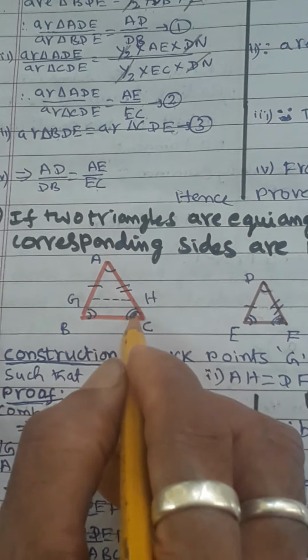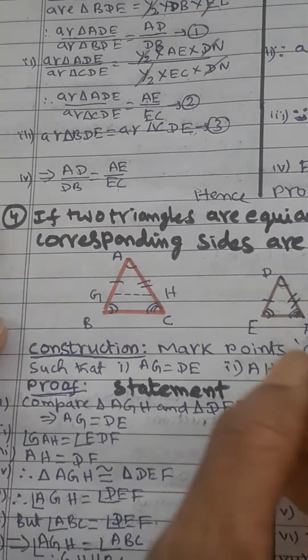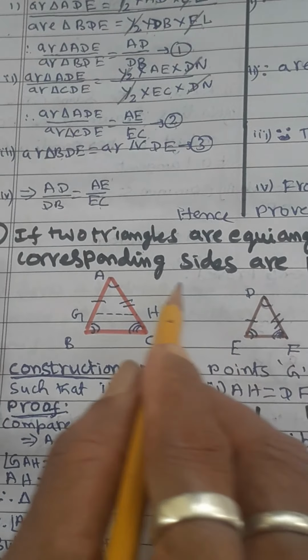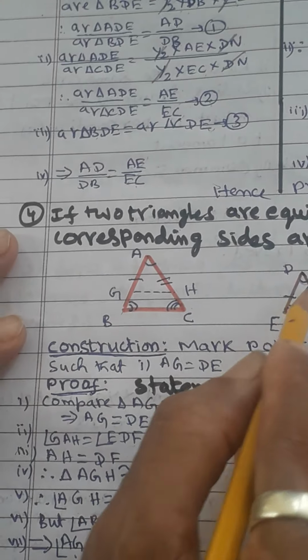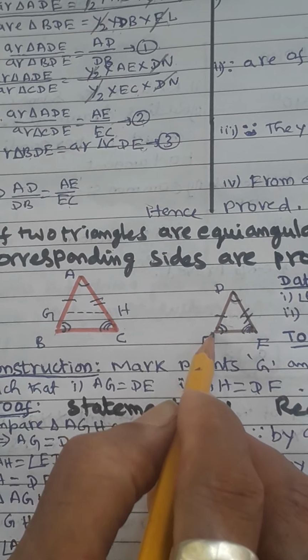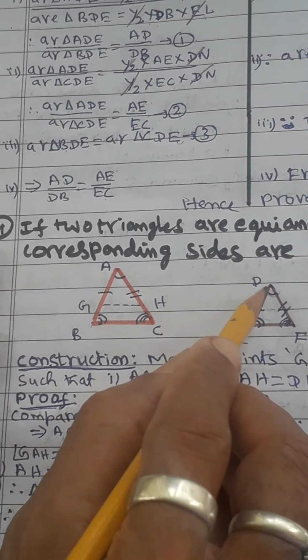Then this is the third angle C. So the corresponding third angle we consider as F. When the triangles are equiangular, then the corresponding sides are proportional. Proportional means what? AB divided by DE is equal to BC divided by EF, which is equal to AC divided by DF.